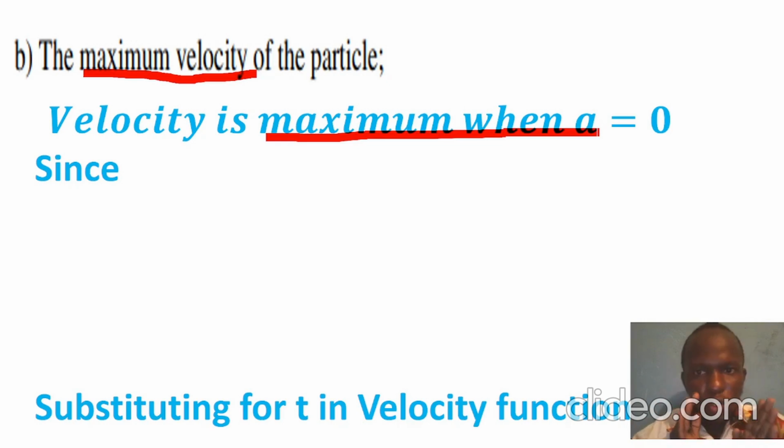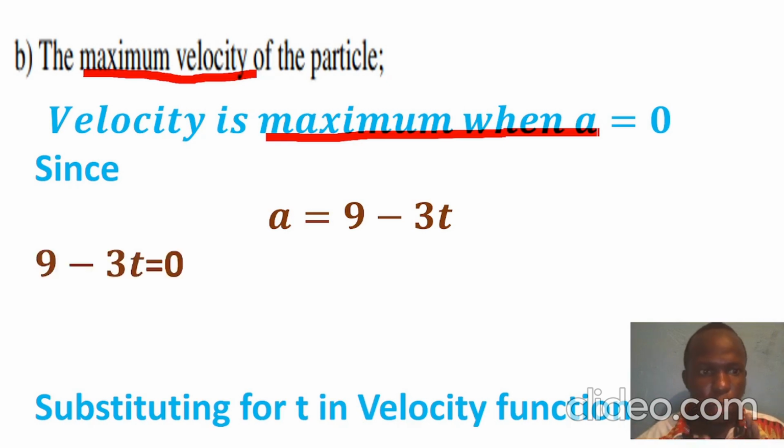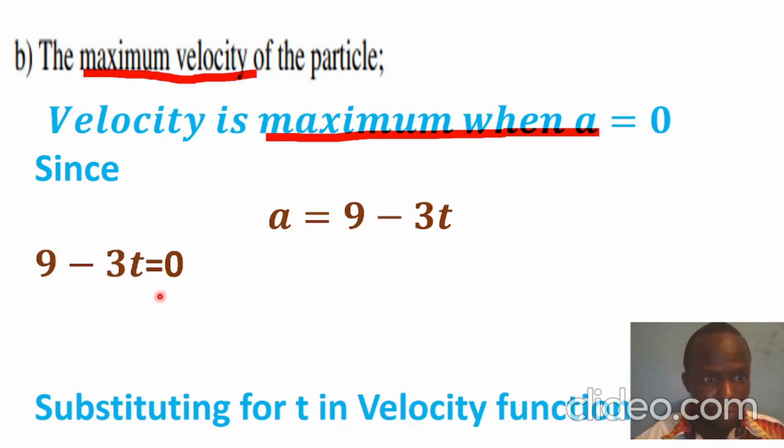So we are going to start from acceleration. That is the equation for acceleration. Acceleration is equal to 9 minus 3t. But we have said that acceleration is equal to 0 when velocity is maximum, so we have to equate that with 0. After equating it to 0, we find the value of t as follows. So t is equal to 3 seconds.